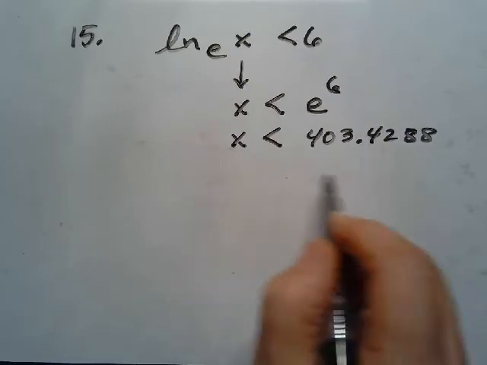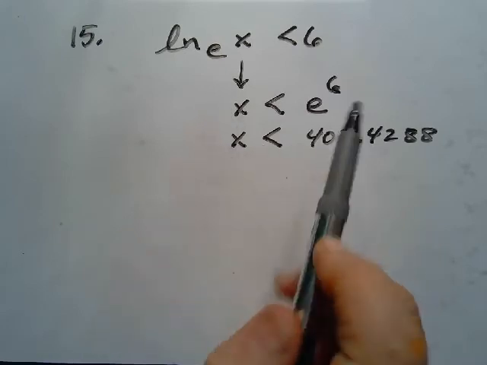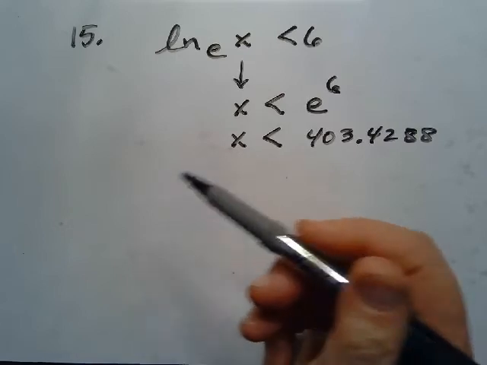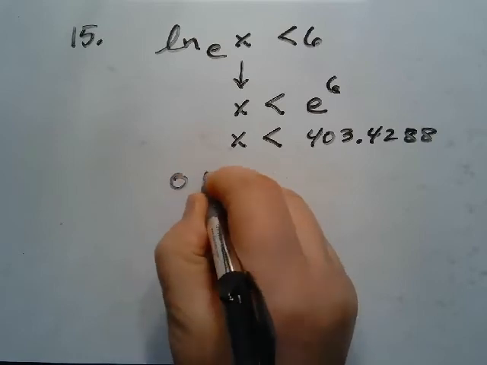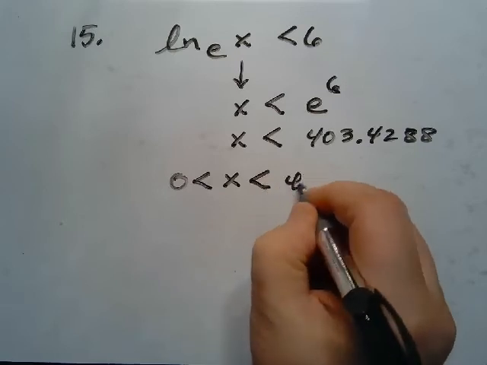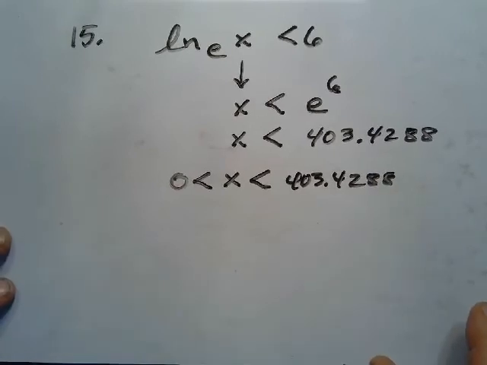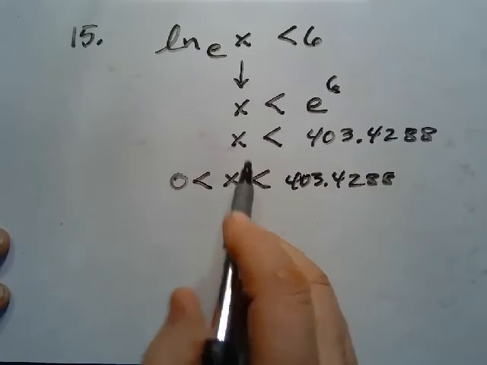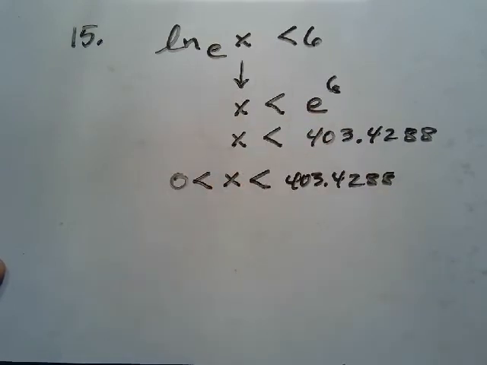Now, we might be tempted to walk away from this problem, but if we put that in here, all the values less than 403 would actually drive you down into the negatives. So those are not allowed. So we're going to amend this answer a little bit and say x has to be greater than 0, but less than 403.4288. Again, it's important that you check that value back in the problem. If I stuck that back in here, x cannot be less than or equal to 0.